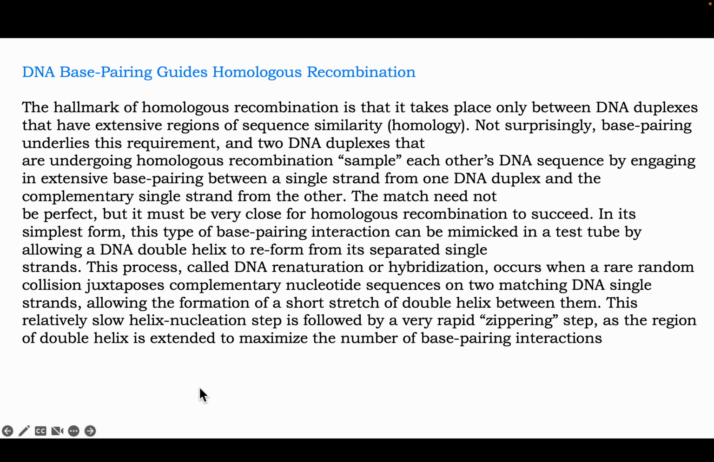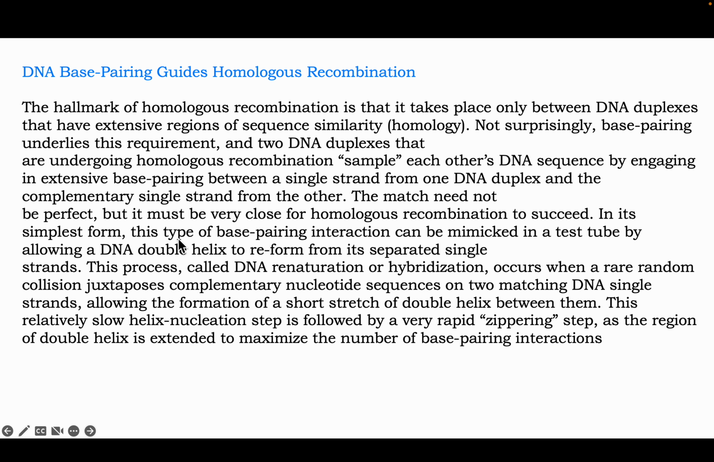DNA base pairing, as we were discussing, guides homologous recombination. The hallmark of homologous recombination is that it takes place only between DNA duplexes that have extensive ranges of sequence similarity, or homology. Not surprisingly, base pairing underlies this requirement, and the two DNA duplexes undergoing homologous recombination sample each other's DNA sequence by engaging in extensive base pairing between a single strand of one DNA duplex and the complementary single strand of the other. The match need not be perfect, but it must be very close for homologous recombination to succeed.